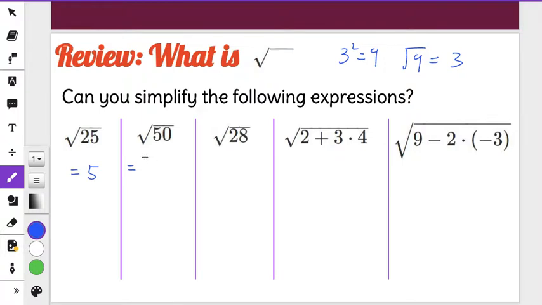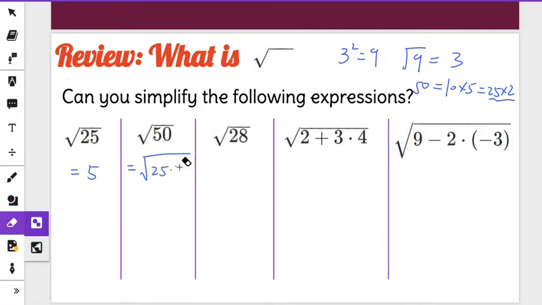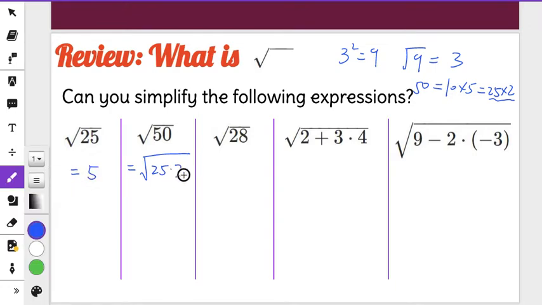How can we simplify? I'm going to break down this 50 into two factors, meaning I'm going to find two numbers to multiply to 50. Some students might say 10 times 5 is 50. You're right. But what I need is one of the numbers to be a perfect square number such as 4, 25, 16, all these numbers. So you probably figure out 25 times 2 is 50. So I'm going to use this choice, and you will know why very soon. Let's rewrite it. 25 times 2 is 50.